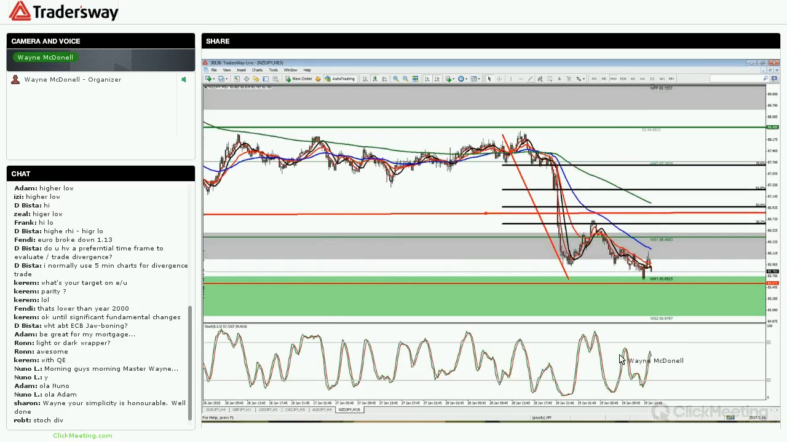Rob says divergence on the Stokes, yeah, kind of like that. And so price made a lower low and stochastics made a higher low. Yeah, okay, sure. I don't argue that.